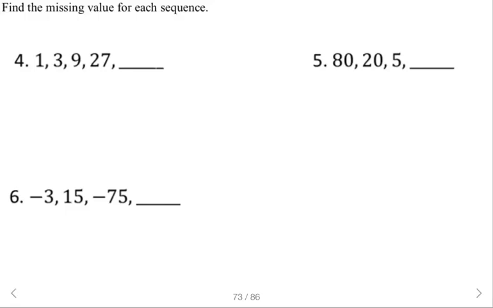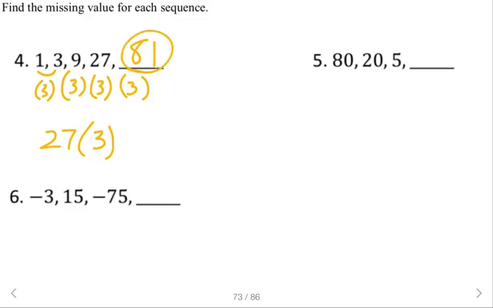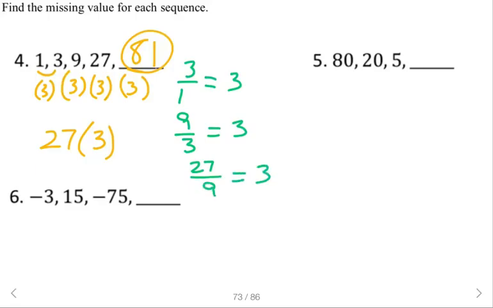All right, next one, it looks like we're multiplying by 3. We would call that a geometric sequence. We're multiplying by 3 each time. So if we continue that pattern and do 27 times 3, we get 81 for the next term. It's a geometric sequence where we call that number 3 a common ratio. The reason we call it a common ratio is because if we divide by the previous term, we get that. So every time the ratio will simplify to 3 in this case.